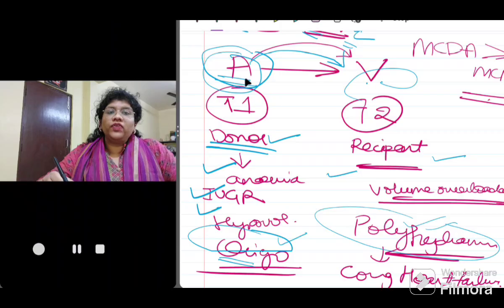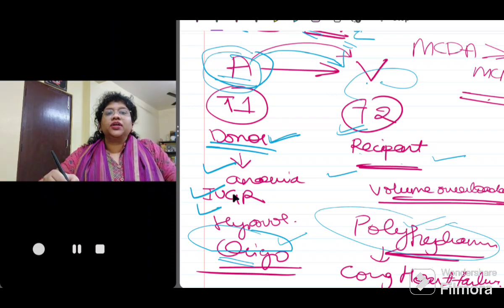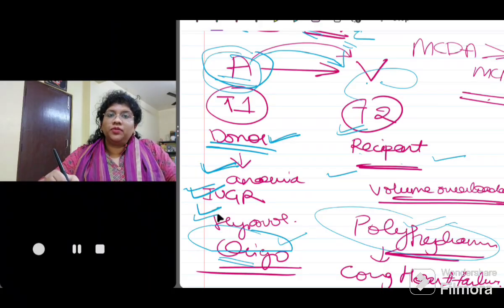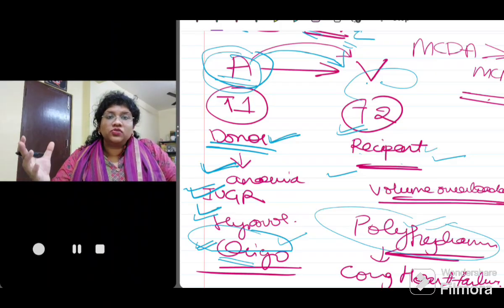The twin from where the blood is going or shunting becomes the donor twin, and the twin which is receiving the blood becomes the recipient twin. Because of this abnormal vascular anastomosis and shunting of the blood, the donor twin becomes anemic, develops growth retardation, becomes hypovolemic, and finally develops oliguria. Whereas the recipient twin becomes volume overloaded and develops polyhydramnios, so much so that it can develop congestive heart failure.